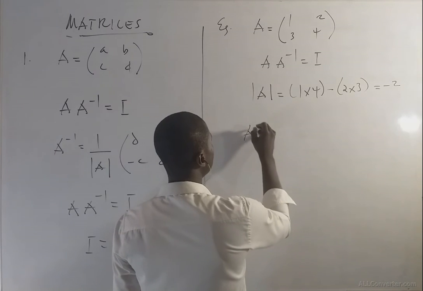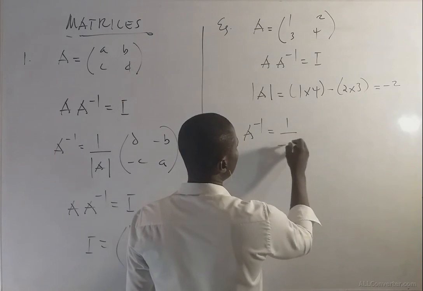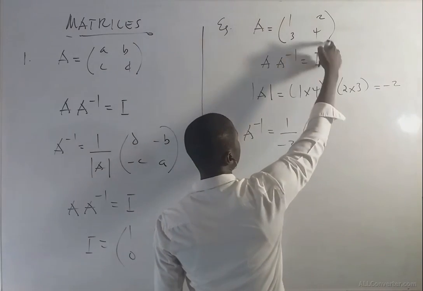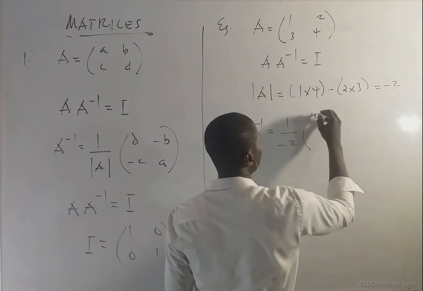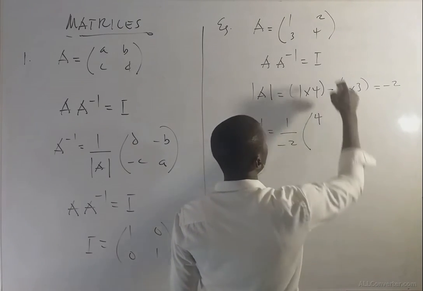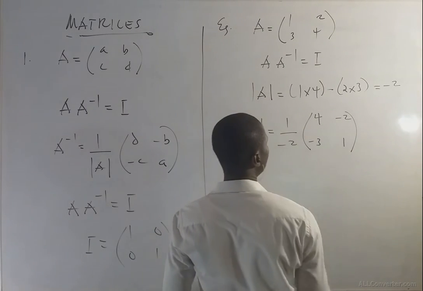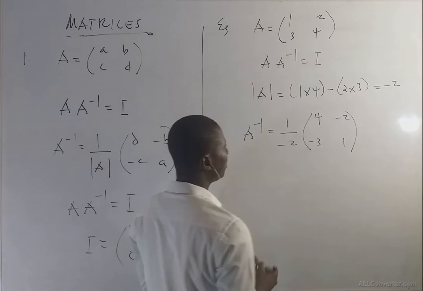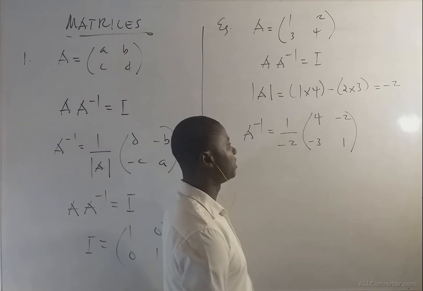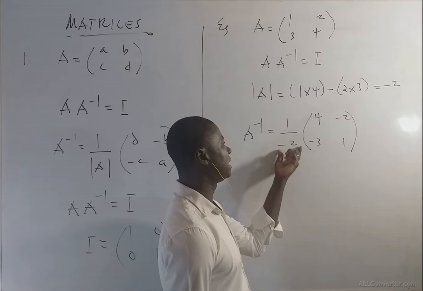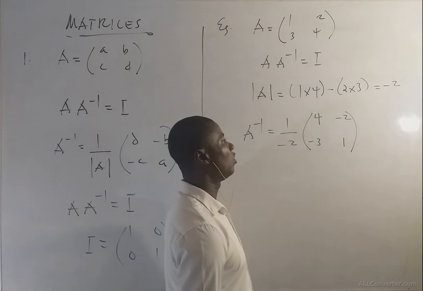Now, if you are finding the inverse of this matrix, it will be 1 over the determinant, and the determinant is minus 2. Then we interchange the position of the first and the fourth element, so we bring the 4 here, the 1 there. Then we negate the second element, then we negate the third element. Then we simplify. Now, this is multiplication of a scalar by a 2 by 2 matrix. And we said that anytime you are multiplying a scalar by a 2 by 2 matrix, the scalar multiplies all the elements of the matrix.